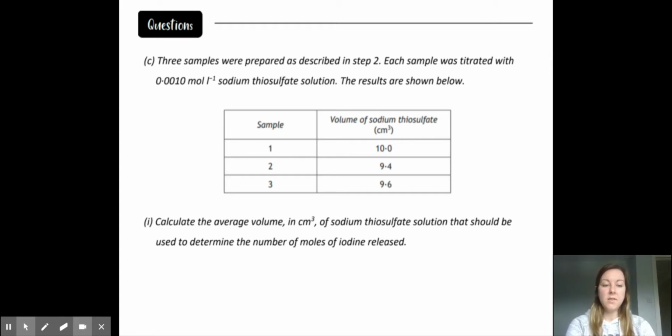Now again, these are quite common questions. Let's have a look at the table. We have 3 different volumes. Only samples 2 and 3 are concordant though, so we would ignore sample 1 and only average 2 and 3. If we do that, we get 9.4 plus 9.6 divided by 2, which gives us 9.5 centimetres cubed.